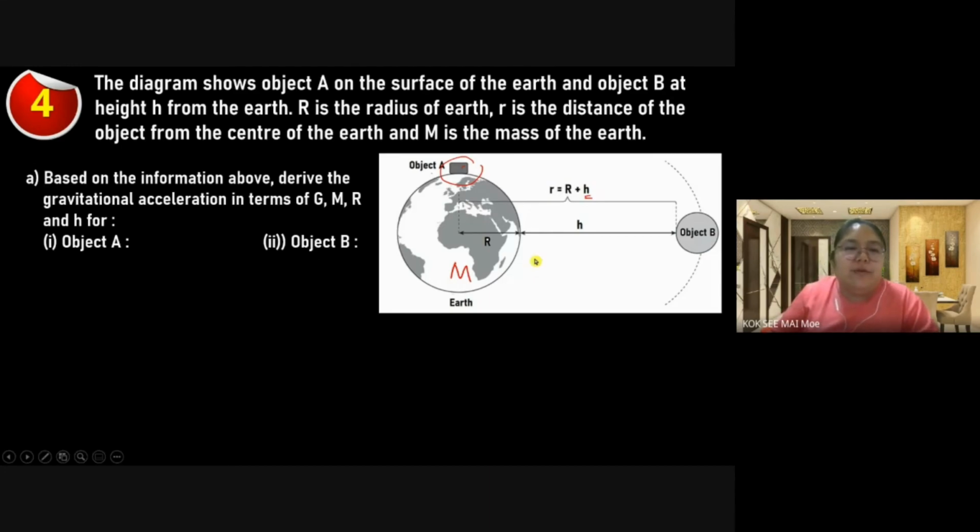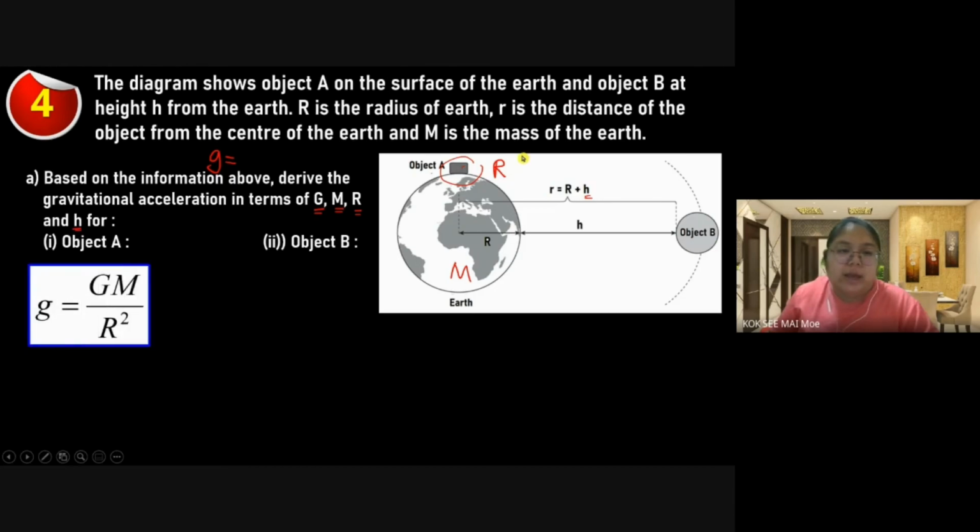So from here, they give you 4 different letters. G, gravitational constant. Capital M, mass of the Earth. R, radius of the Earth. And small h, the height of object B from the surface of the Earth. So the first part, based on the information above, they want you to derive the gravitational acceleration using these 4 letters for object A. For object A at the surface, we just use capital R. So the answer for object A is this formula.